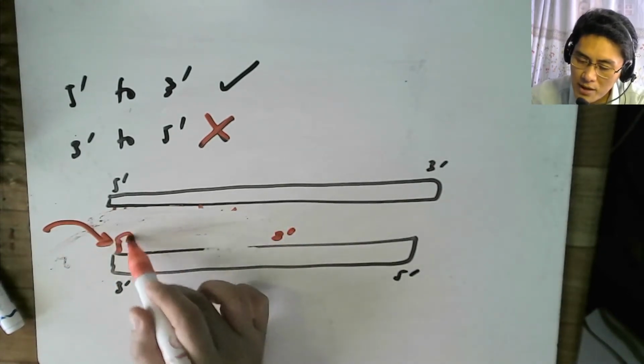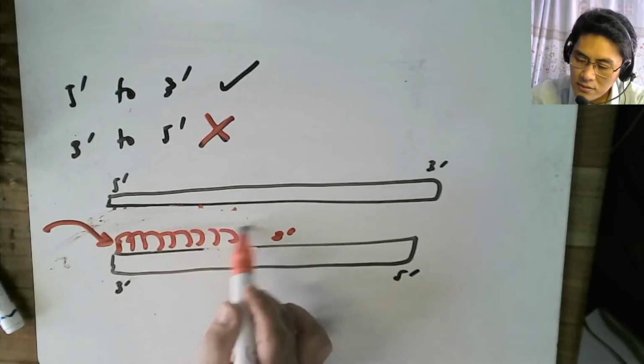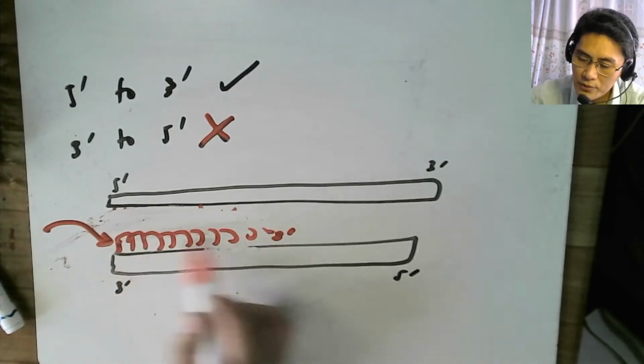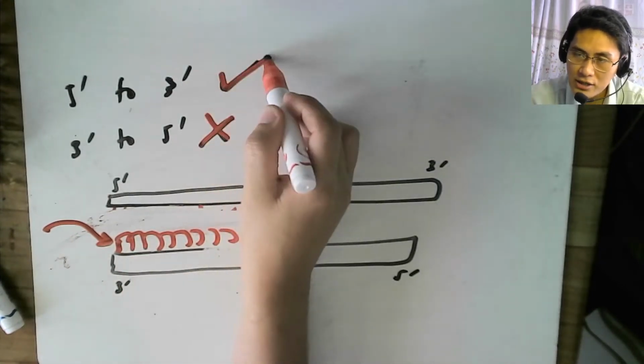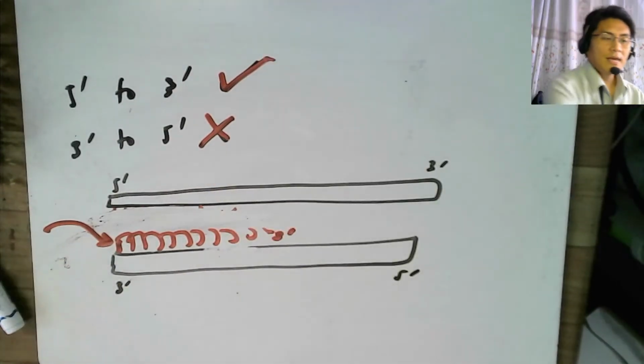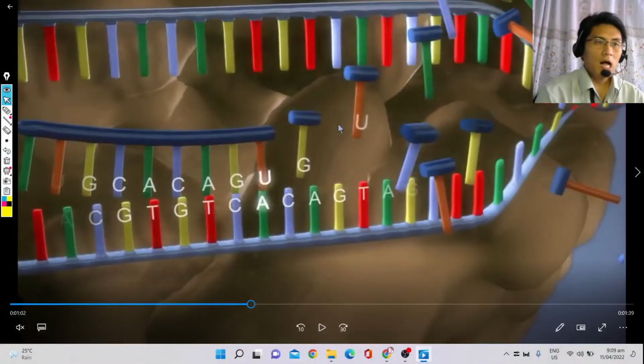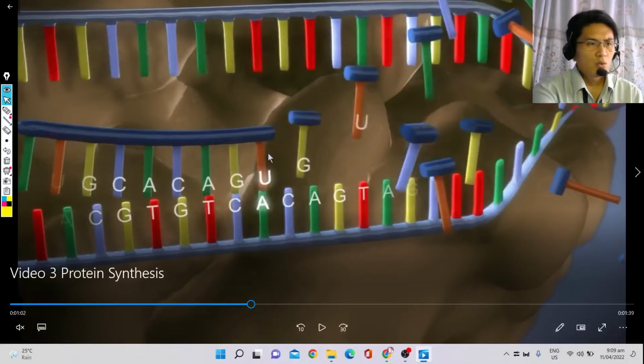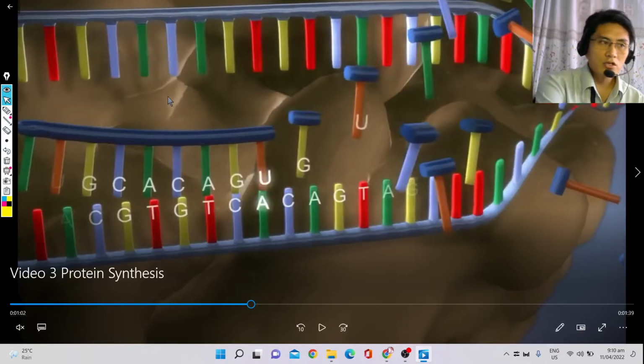So therefore, if it builds this, it goes from 5 prime to 3 prime, which is the correct direction. So I guess what I'm trying to say is, sir, what determines which strand is read? Is it this strand, the upper strand, or the lower strand? How would the RNA polymerase know that it should be reading the lower strand and not the upper strand?